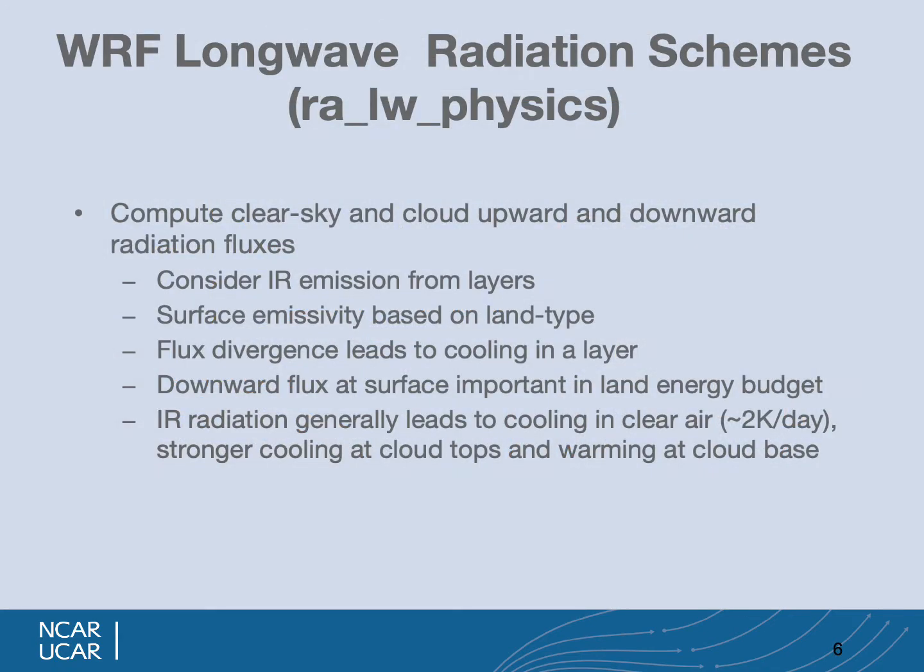So the long-wave scheme has to compute the clear sky and cloud upward and downward radiation fluxes. And so we consider IR emission from layers, and the surface emissivity is based on the land type. The flux divergence of the emission from layers leads to cooling in a layer. The downward flux of the surface is important in the land energy budget. It's a few hundred watts per square meter. Infrared radiation generally leads to cooling in clear air of the order of 2 degrees per day, and there's stronger cooling at cloud top and warming at cloud base.